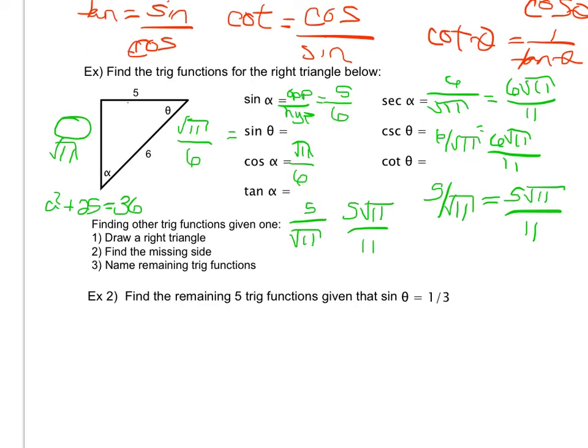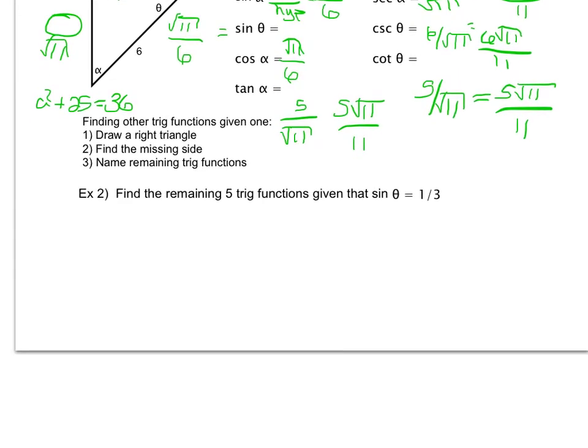And then we'll look at one more example. We not only need to be able to find our trig functions if we are given a triangle, we also need to be able to find our other trig functions if we are given one trig function. So what we'll do is create our own right triangle, find our missing side, and name all the trig functions.